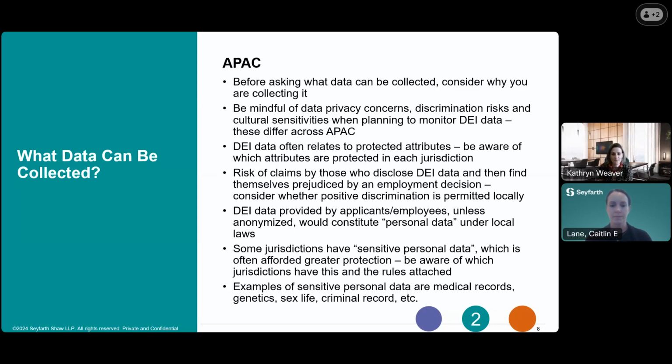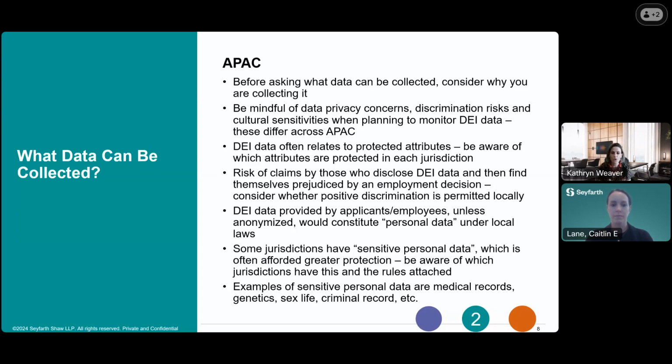From a data privacy perspective, the data provided by applicants and employees in a DEI survey would constitute personal data under local laws unless it's anonymized, and its collection, transfer, use, storage, etc. would need to comply with local data privacy laws. Companies should be aware that in some jurisdictions there's a distinction between personal data and sensitive personal data, and the way in which you process that sensitive personal data is sometimes quite different and far more stringent, the rules around what to do with it.